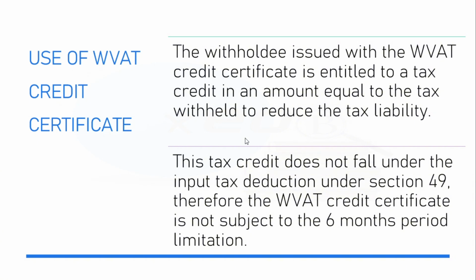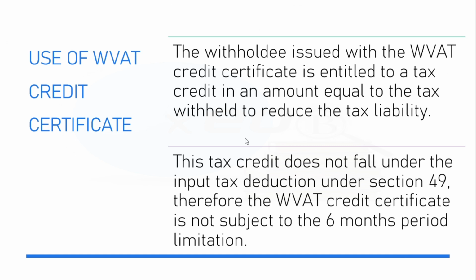In the old law, that's Act 870, it was under Section 48, which is the deductible input tax, which had a limit, a 6-month limit. But in the new law, Act 1151, there is no such limit. It's not subject to Section 49, which is deductible input tax. So there's no tax limit, no 6-month period expiration. That does not apply here. So the credit certificate does not fall under Section 49.